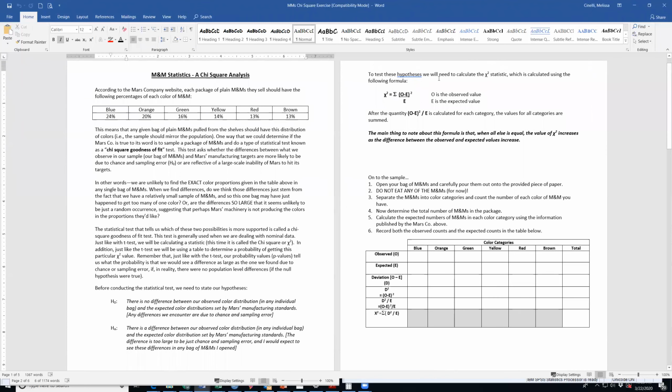All right, so to test these hypotheses, to figure out which one of these hypotheses is more supported, we need to calculate the chi-square statistic. All right, and we're going to use this table down here to do that calculation.